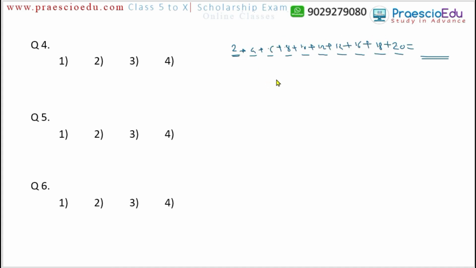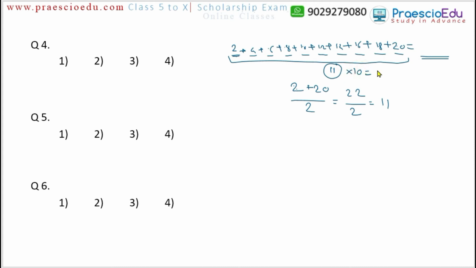Instead of adding all of them, we take the average of 2 and 20. So 2 plus 20, we are taking 2 numbers, so we divide by 2. 2 plus 20 is 22, divided by 2 means 11 comes. The average of all these numbers is 11, or we can say the middle number is 11. Now 11 multiplied by the total count, here 10 numbers, so 110. So 110 is mentioned in option number 3.